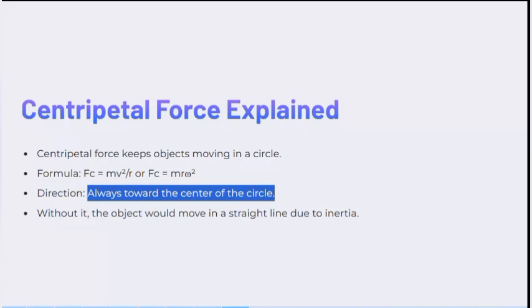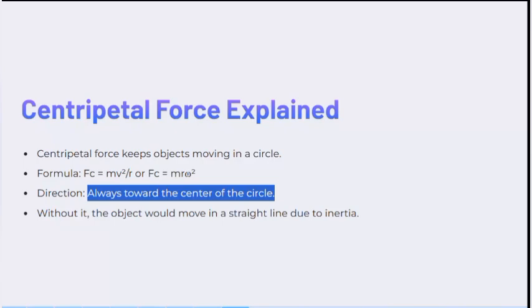So if an object is moving around a circle, the centripetal force that keeps that object continuously moving around that circle is always pointing inwards to the center of that circle. So that's what this sentence is saying: the direction of centripetal force is always inwards towards the center of the circle. And without this centripetal force, the object would not stay in circular motion. If there is no centripetal force, an object cannot stay in circular motion.